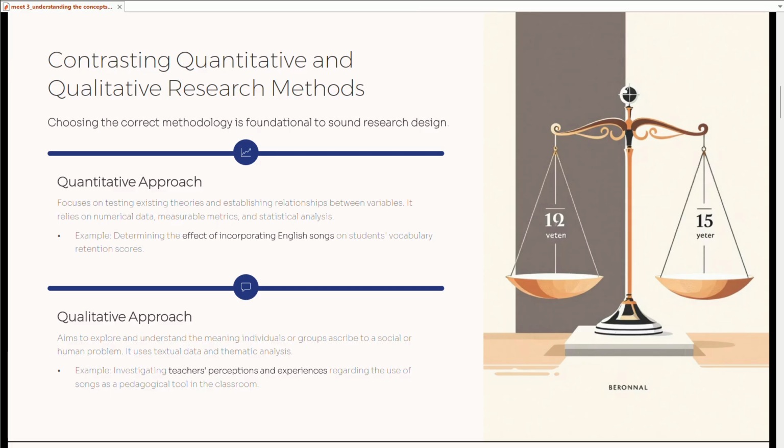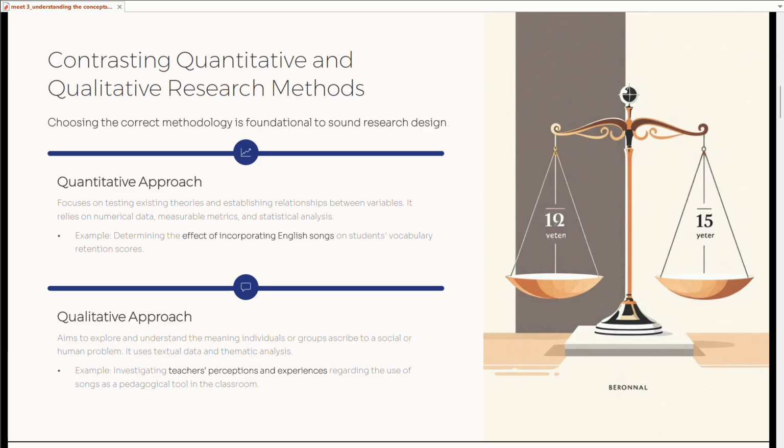That's the example. What about the qualitative approach? The qualitative approach aims to explore and understand the meaning individuals or groups ascribe to a social or human problem. It uses textual data and thematic analysis. Once again, the aim is to explore and understand the meaning individuals or groups ascribe to a social or human problem. The data used is textual data, and the analysis is thematic analysis.